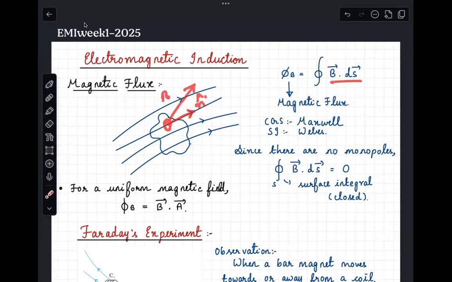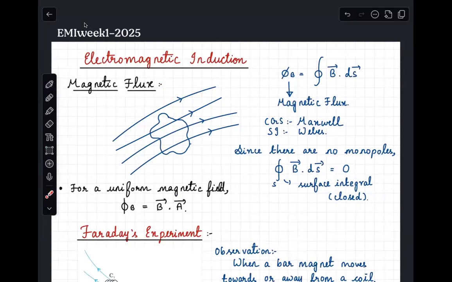Say B bar direction is like this. It makes an angle theta. Through this element, flux is B dA cos theta. Likewise, all such elements we add up, and what you get is the total flux through the closed surface. Mathematically, we will represent it like this. The SI unit for magnetic flux is Weber and the CGS unit for magnetic flux is Maxwell.